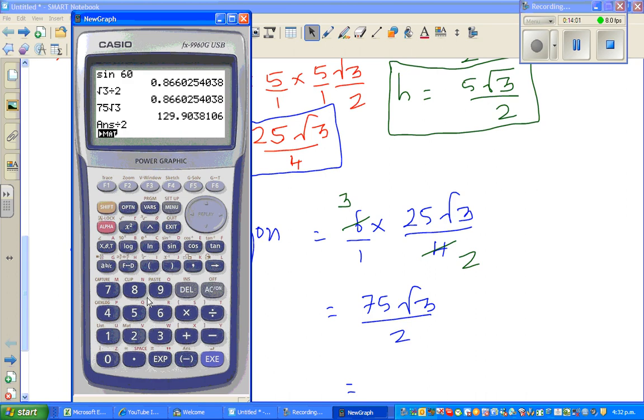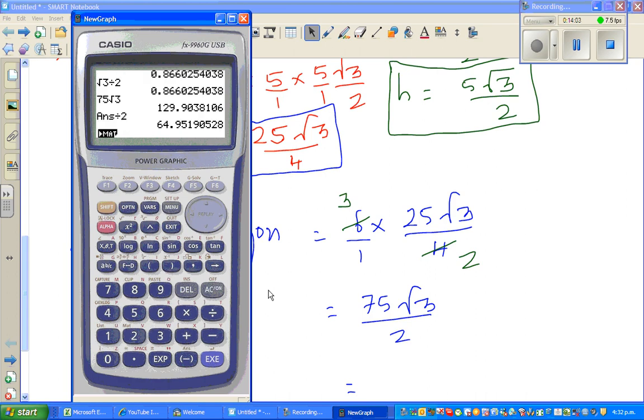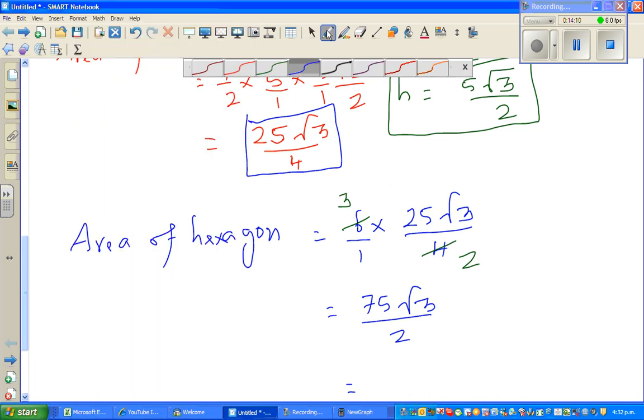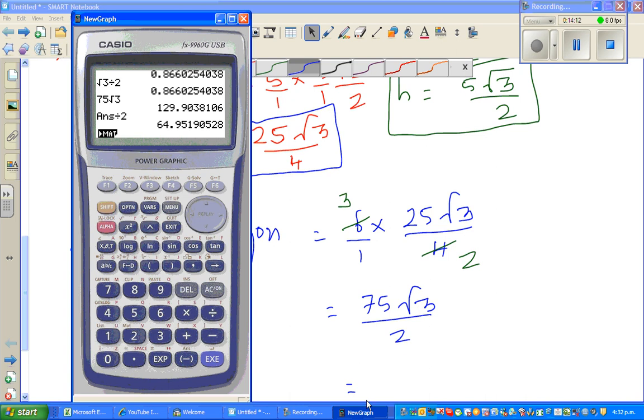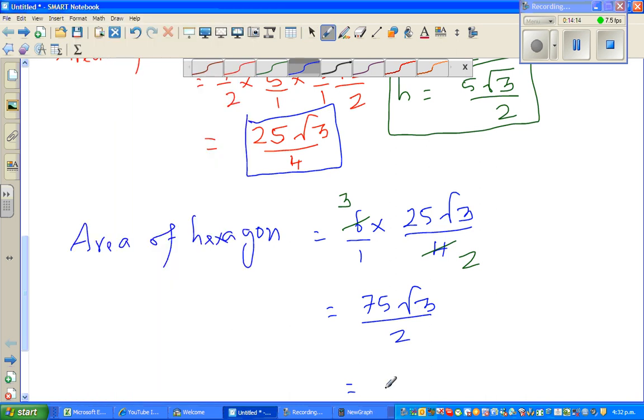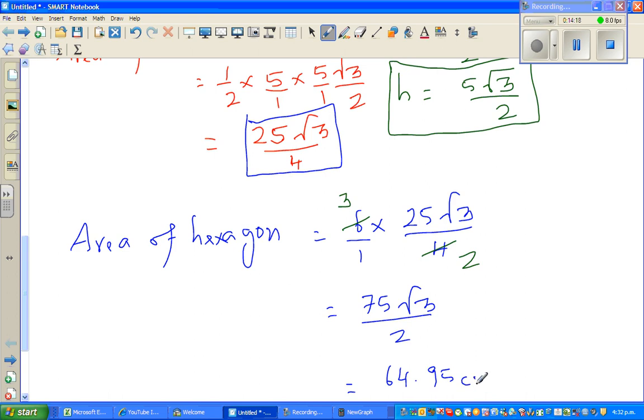So this divided by 2 is 64.95 centimeters squared. So the area of the hexagon is 64.95 centimeters squared to 2 decimal places.